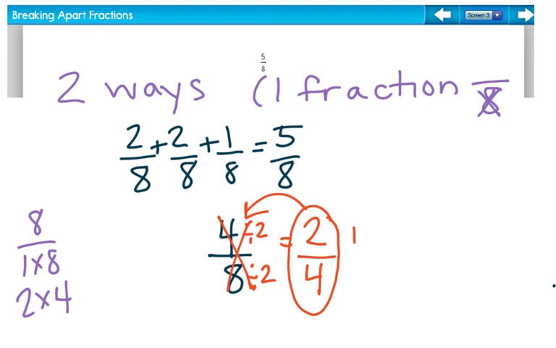So keeping that in mind, then I would add 1/8 to it, because 2/4 is the same as 4/8, and this would equal 5/8.